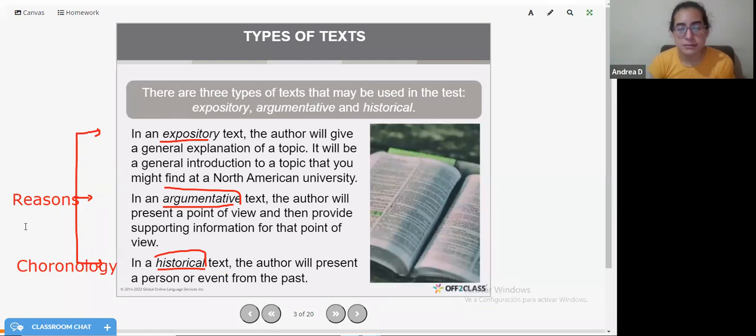You need to pay attention to the order of events, the sequence of events, what happened first, what happened next. You will have a lot of dates, numbers, names, probably. So those are the most common types of lectures that you can have. And understanding what it is about will help you too.